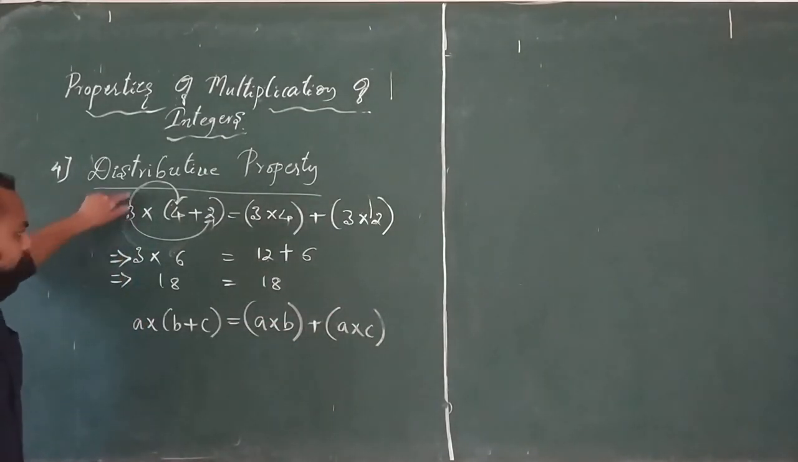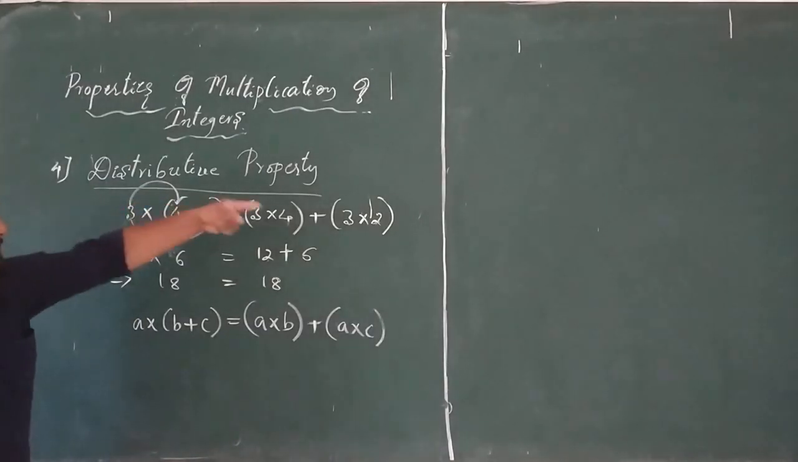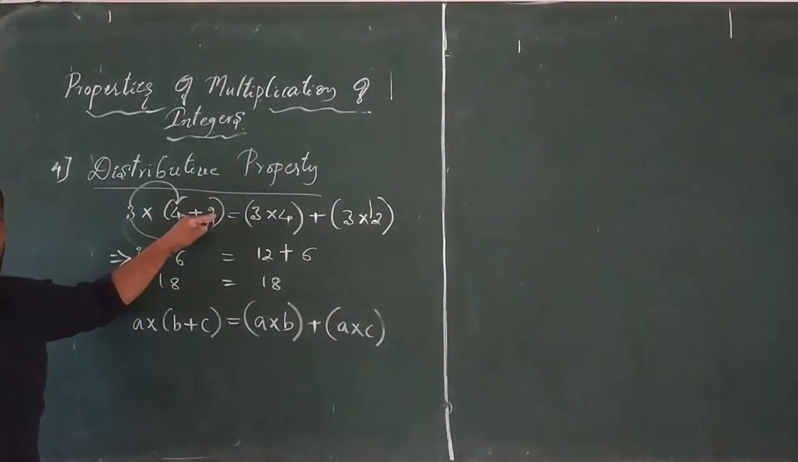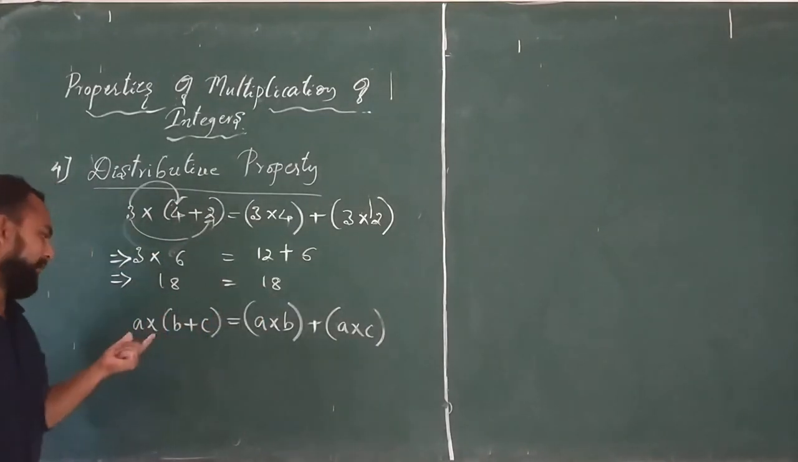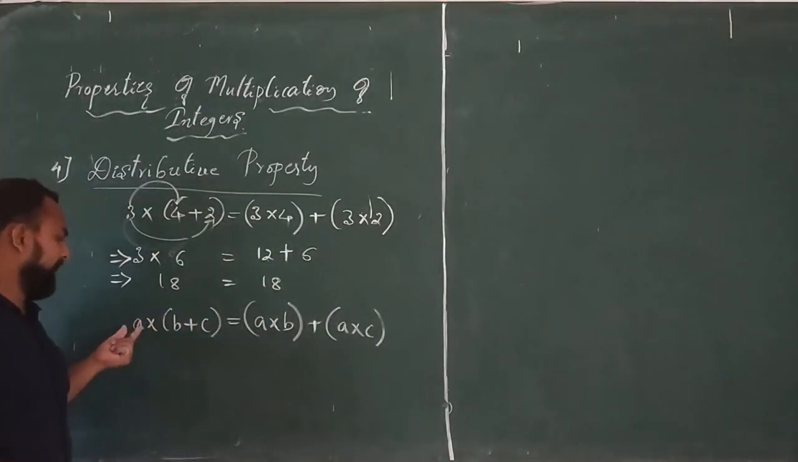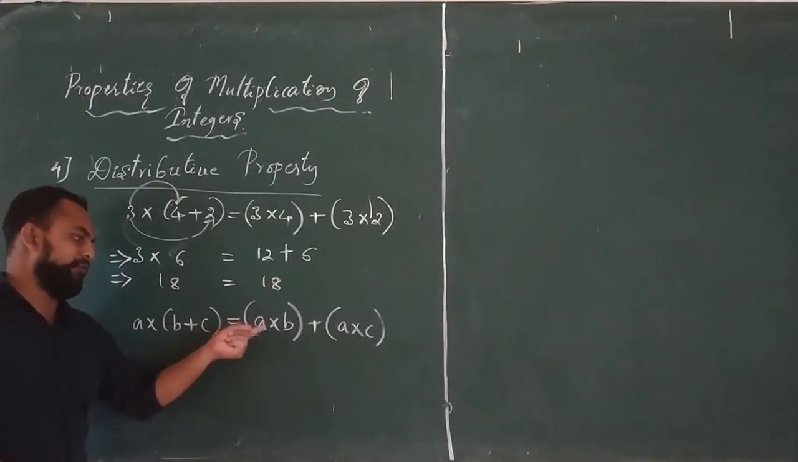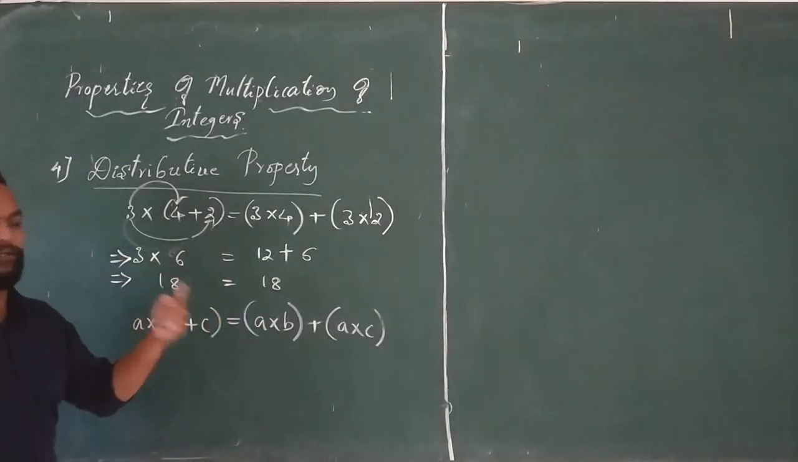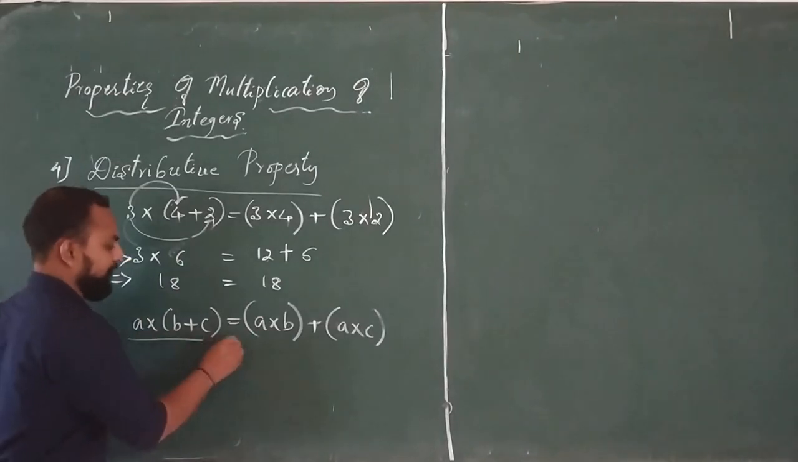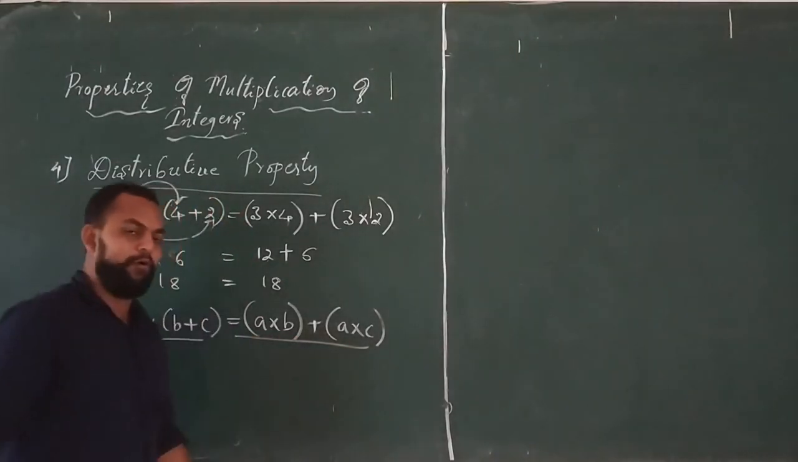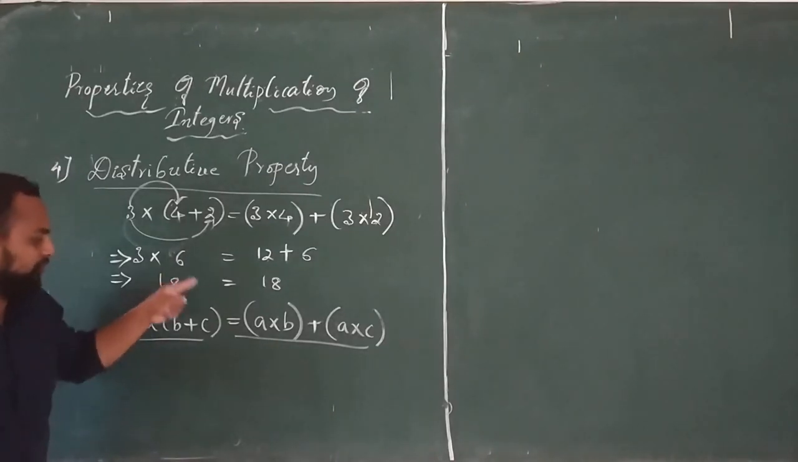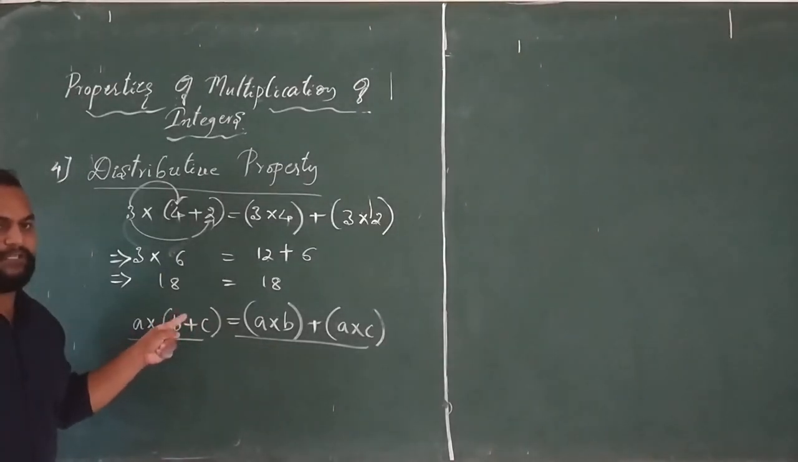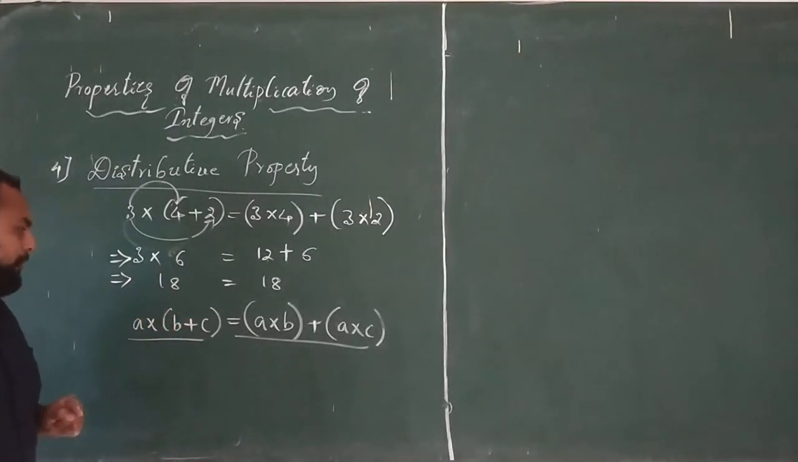Here 3 into 4 plus, and the second group is 3 into 2. Therefore the LHS equals the RHS. It means a into b plus c equals a into b plus a into c. This is the distributive property, the distributive property of multiplication over addition.